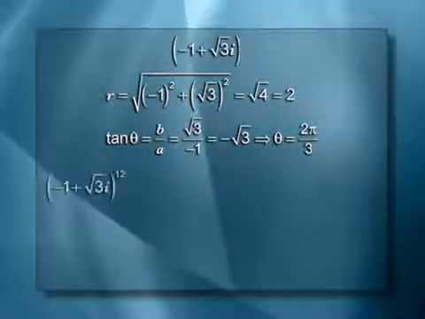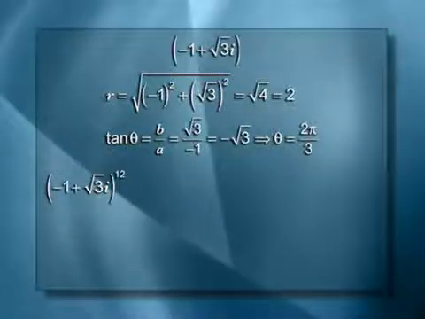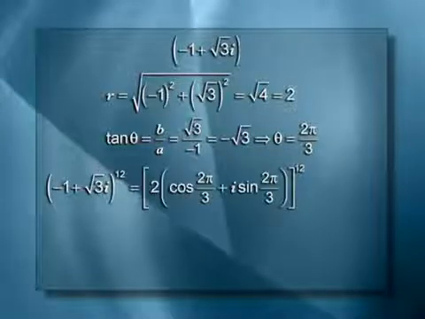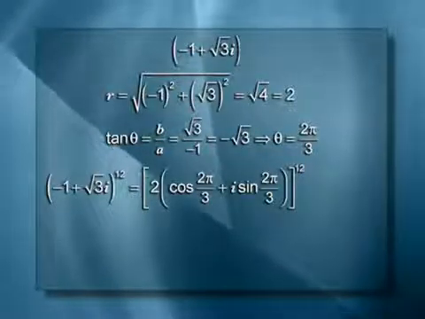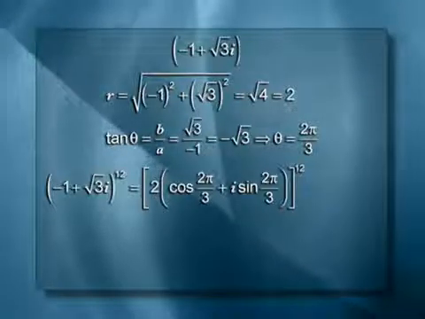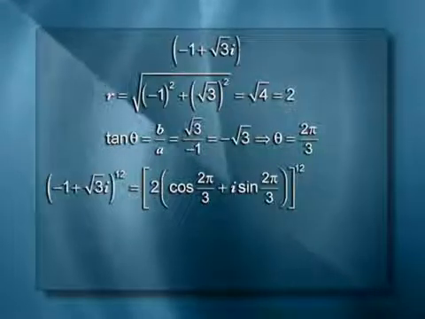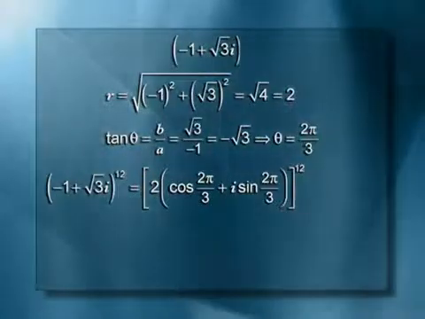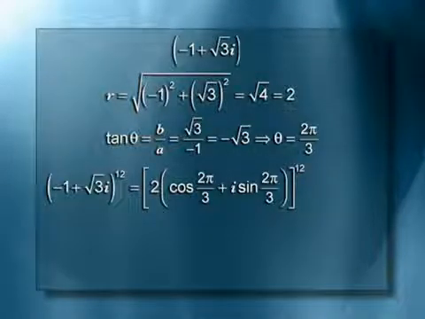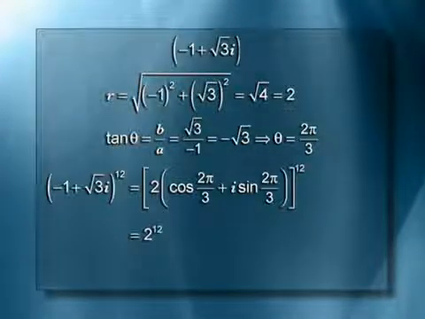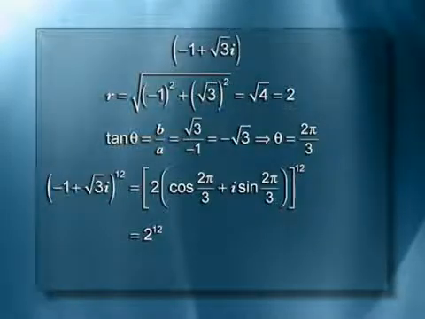All right, let's take this complex number now to the 12th power. In trigonometric form, it's 2 times the quantity cosine 2 pi over 3 plus i sine 2 pi over 3, and that whole thing gets raised to the 12th power. What did De Moivre's theorem tell us to do? Well, the modulus part, the 2, just gets raised to the 12th. That's easy. And what about the angle?